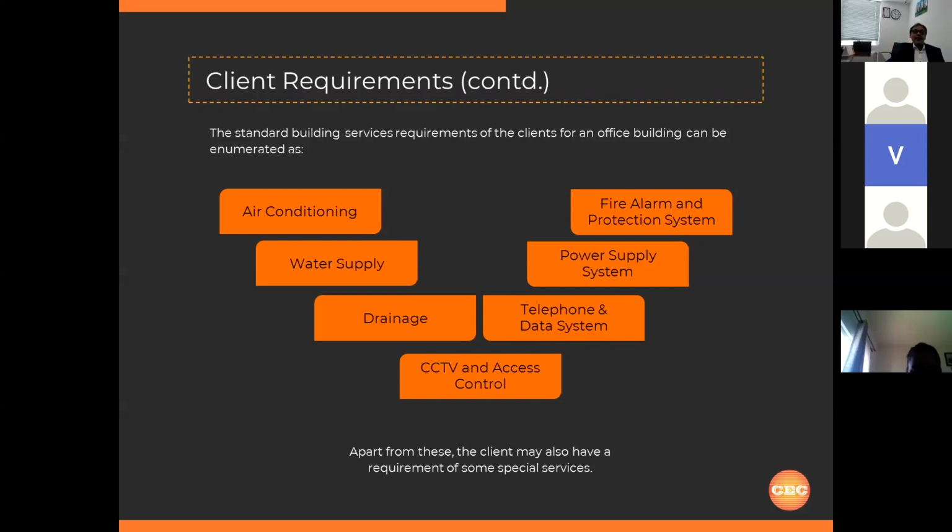In that case, we need to provide the gym facility, we need to provide rest facilities, we need to provide the washing facilities or the shower facilities. All these aspects will come into the picture. So it all depends on what the client is trying to accommodate in the building as a part of standards.